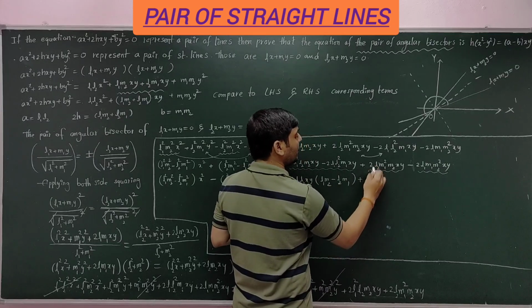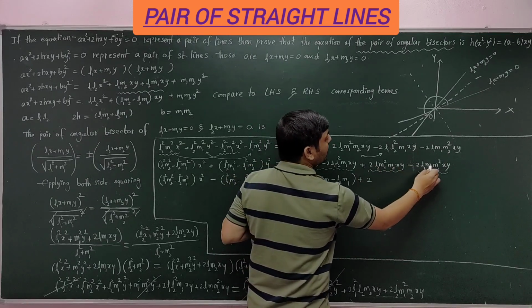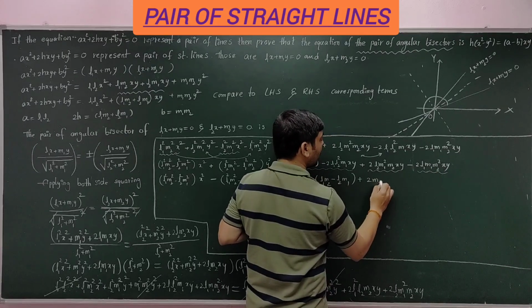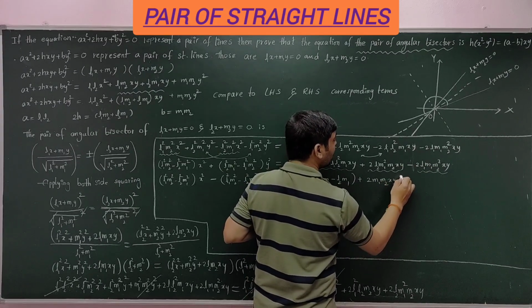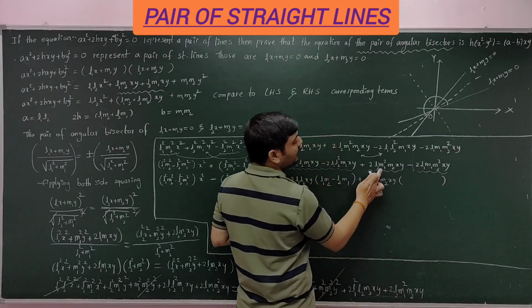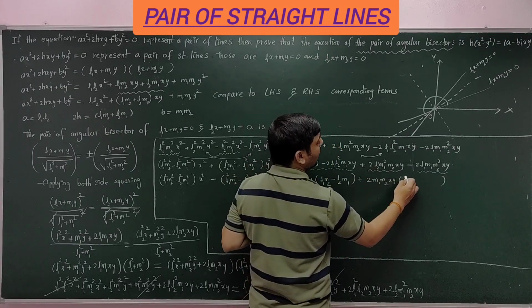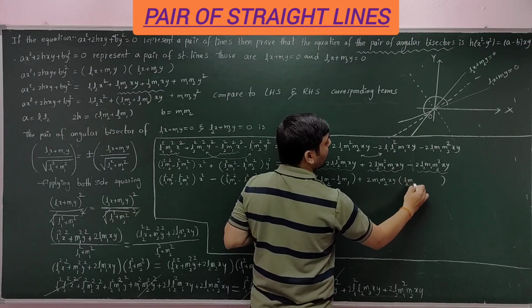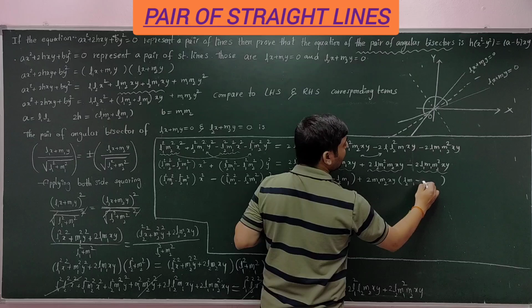Plus here 2 is common. Here M1 M2, M1 M2 both are also common. Here xy, here xy is also common. The remaining terms, tell me here: this is M1, this is L2. I write L2 after M1, minus here M2 L1 or L1 M2.